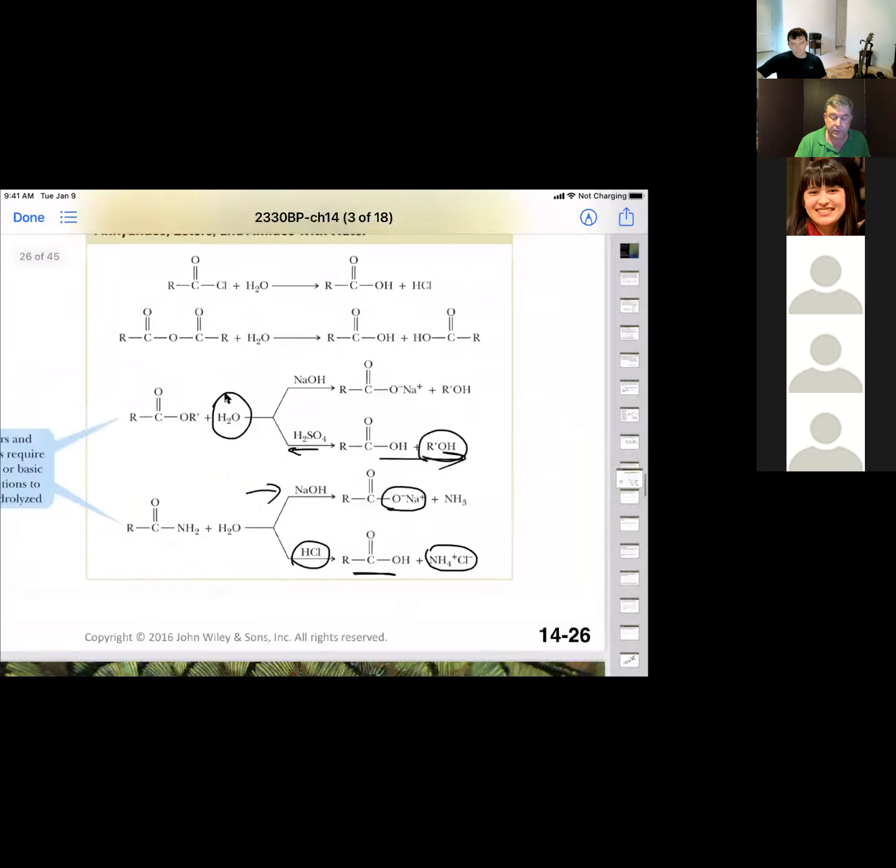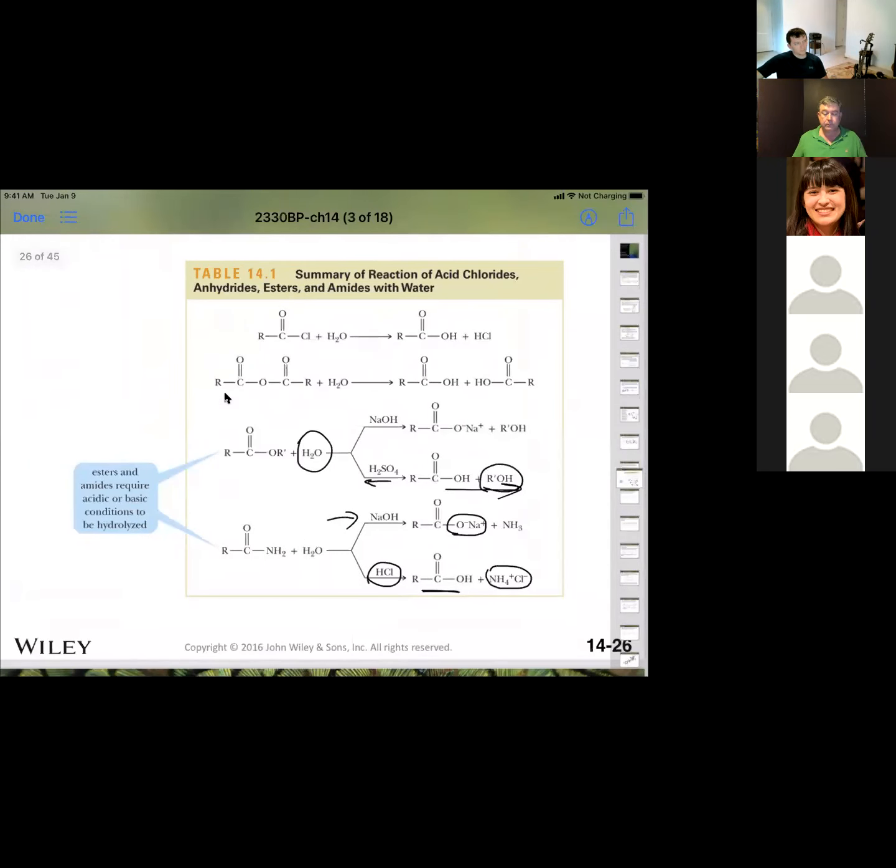All right, questions on that? And in addition to being in this order, it's the order of reactivity too. The acid chloride is much more reactive than the anhydride, which is more reactive than the ester, which is more reactive than the amide.